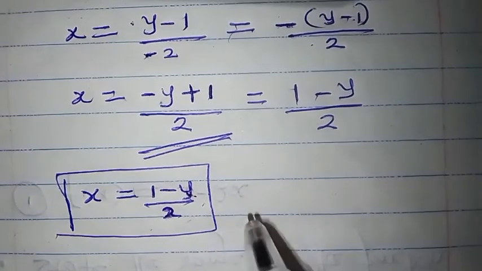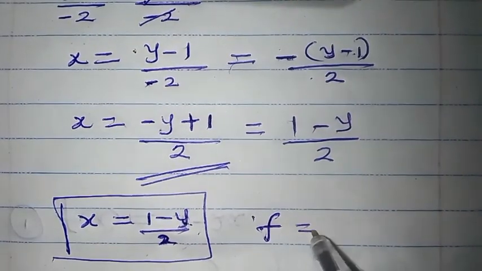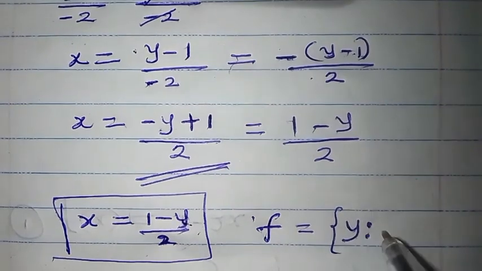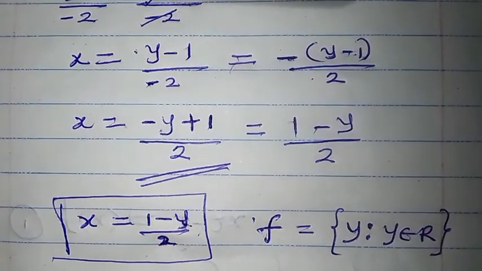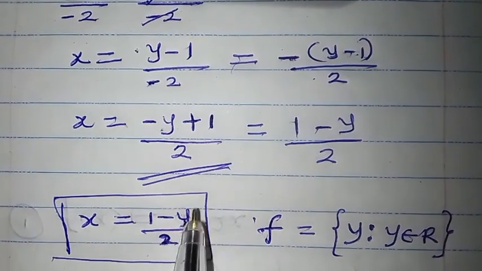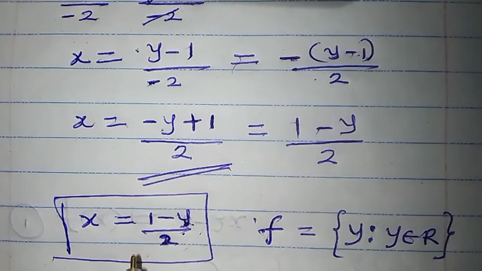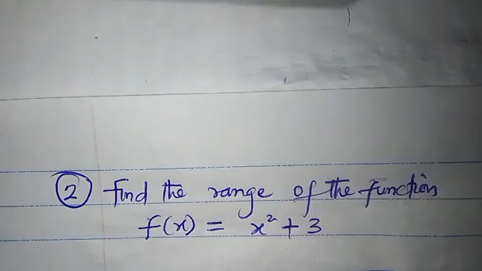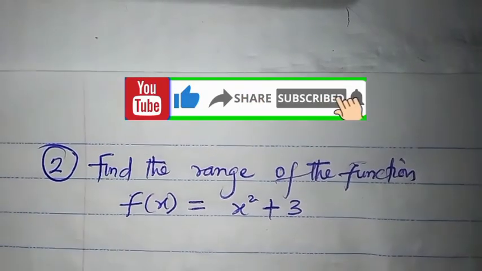The range of this function can be written as f is the set of numbers y such that y is a member of the set of real numbers. All real numbers plugged into this function will make it defined, not undefined. Now let's see another example. Find the range of the function f of x equal to x squared plus 3.